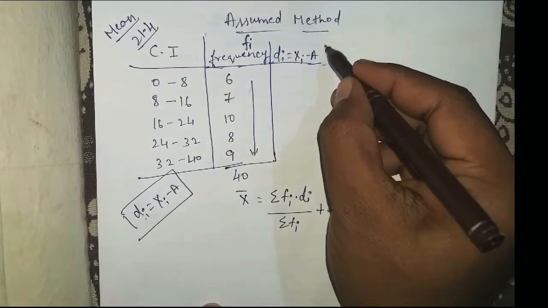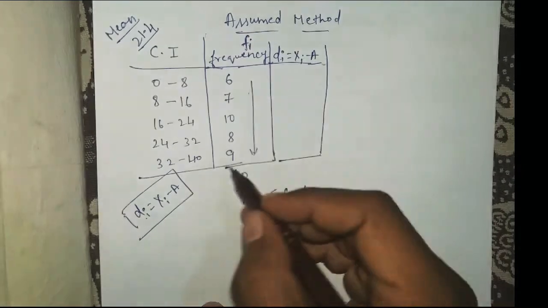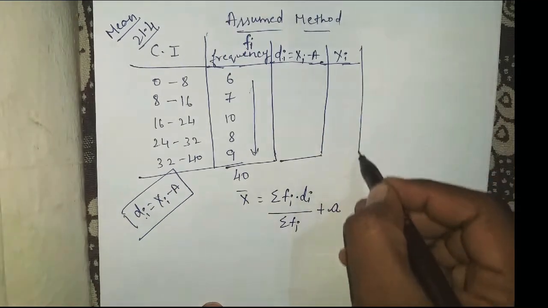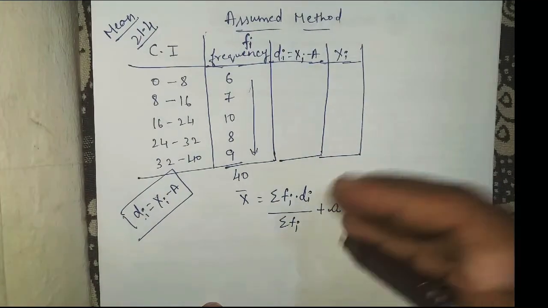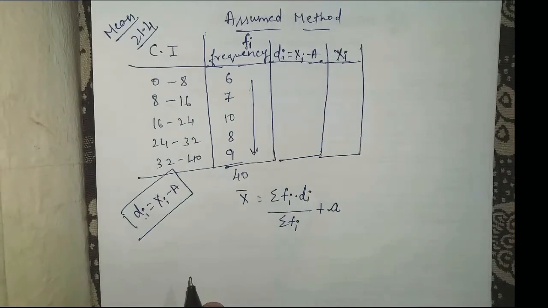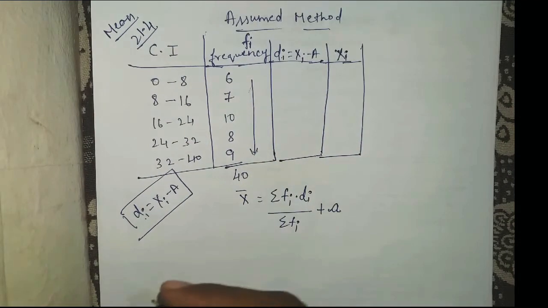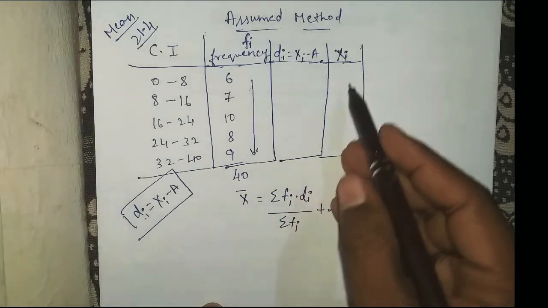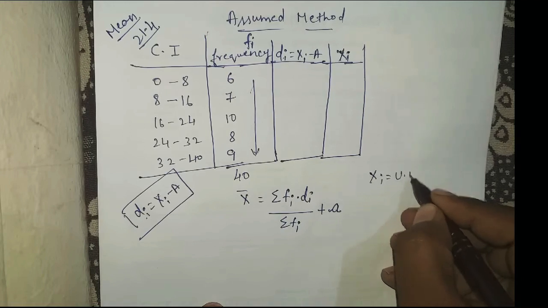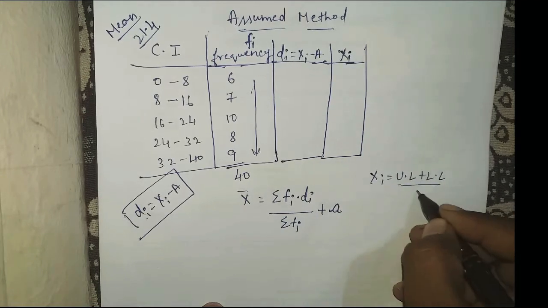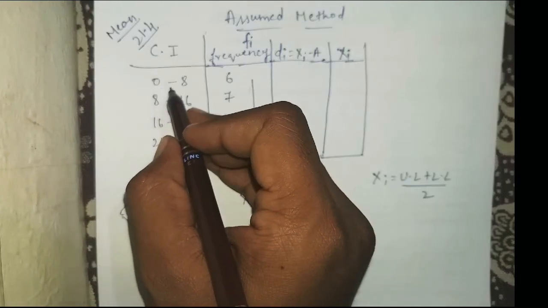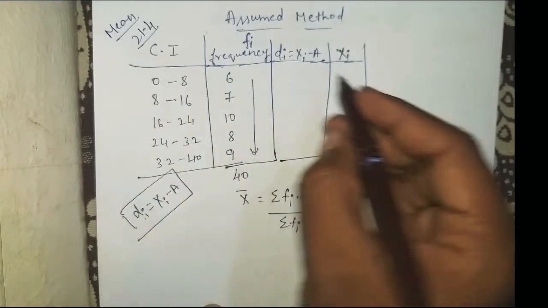Got it? So what is the formula? Di is equal to xi minus a. To find di, what do you need? You need the xi column also. So once again, to find the assuming mean method, you need to find the xi column. You people know how to find xi, right? What is the xi formula? Xi is equal to upper limit plus lower limit by 2. So 8 plus 0 by 2 is 4.